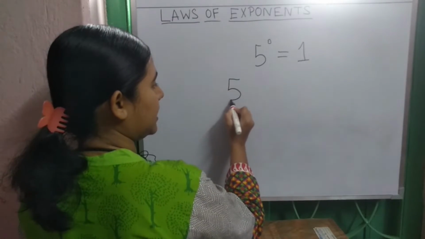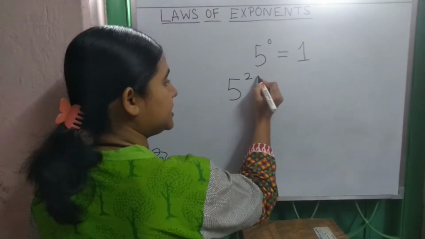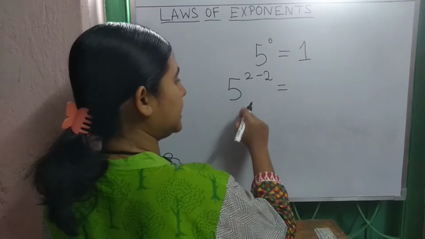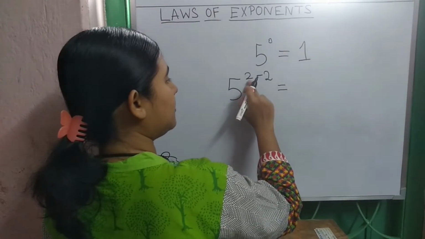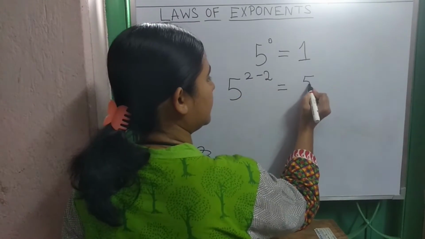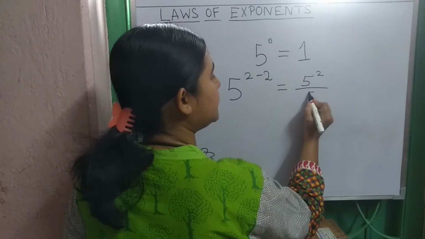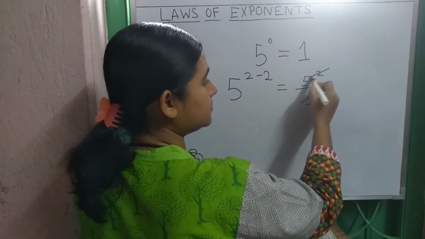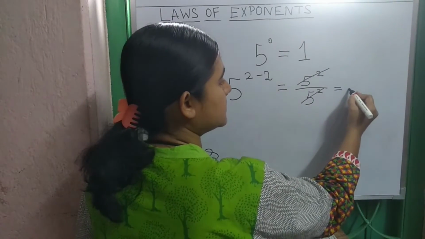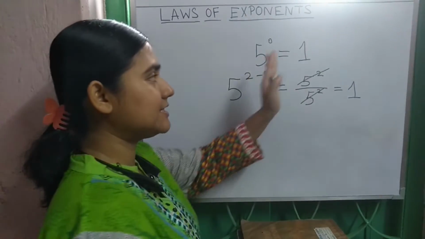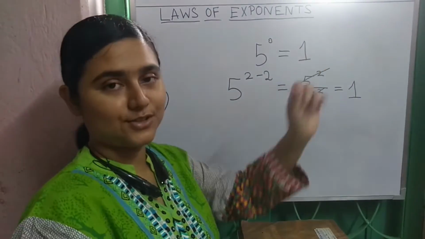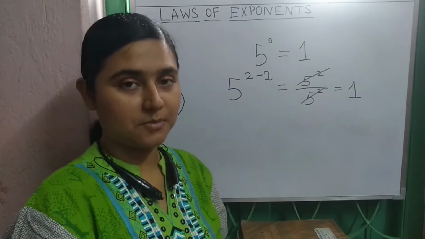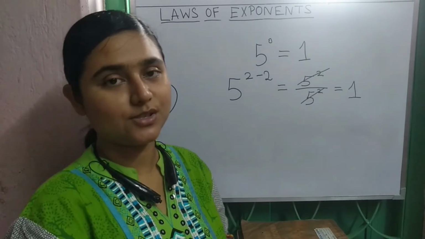Instead of writing 0, we can write 2 minus 2, and now we are going to break this. So 5 raised to the power 2 minus 2, we can write as 5 square by 5 square. And now we can cancel this, so the answer is 1. So this is the reason behind 5 raised to the power 0: any number raised to the power 0 is always equal to 1.